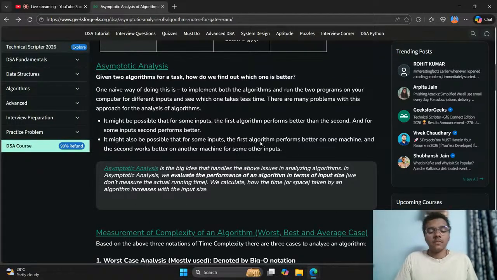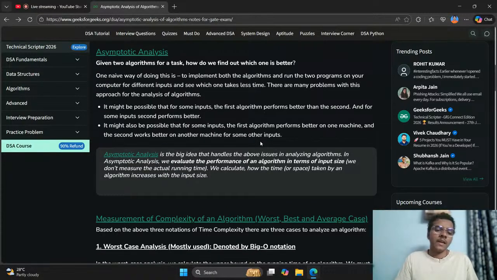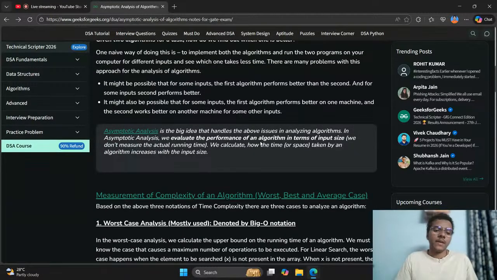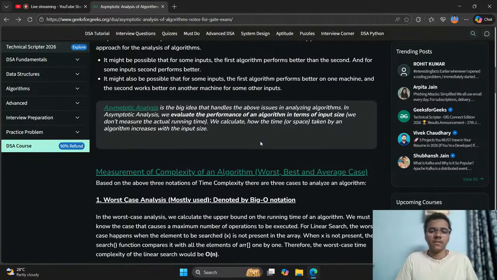Asymptotic analysis: given two algorithms for a task, how do we find out which one is better? One naive way of doing this is to implement both the algorithms and run the two algorithms on your computer for different inputs and see which one takes less time. There are many problems with this approach for the analysis of algorithms. It might be possible that for some inputs the first algorithm is better than the second, and for some inputs the second performs better. It might also be possible that for some inputs the first algorithm performs better on one machine and the second one works better on another machine for some other inputs.